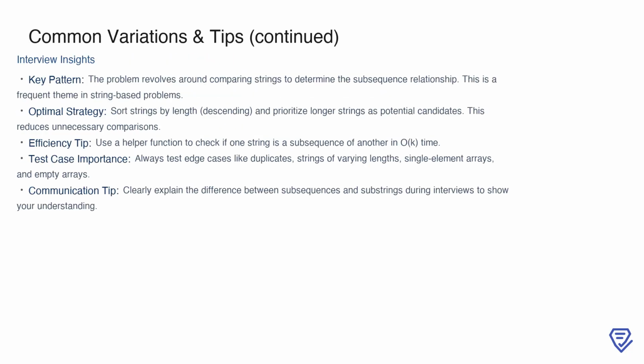This problem is built around a recurring pattern in string-based questions, determining subsequence relationships. A key strategy for this is to sort the strings by length in descending order. Longer strings are prioritized as potential candidates for the longest uncommon subsequence because they are less likely to be subsequences of shorter strings. To improve efficiency, a helper function can be used to check if one string is a subsequence of another in O(k) time.